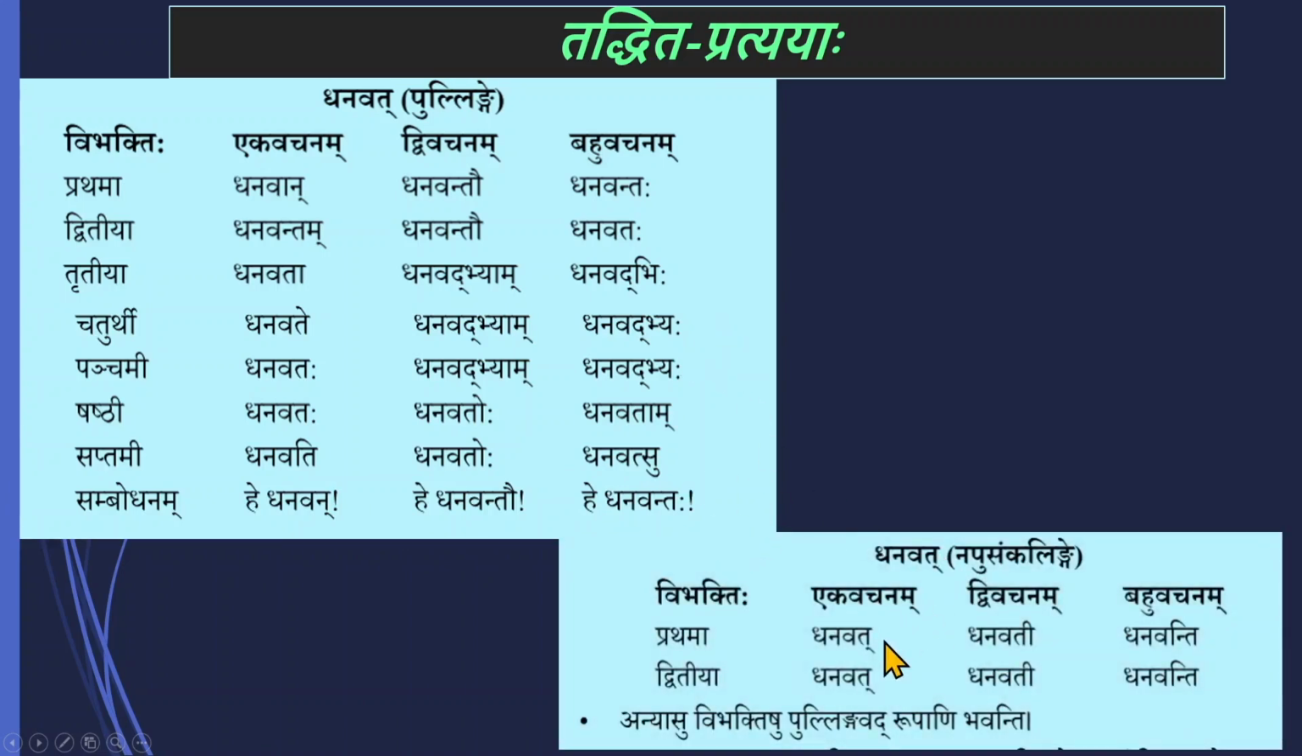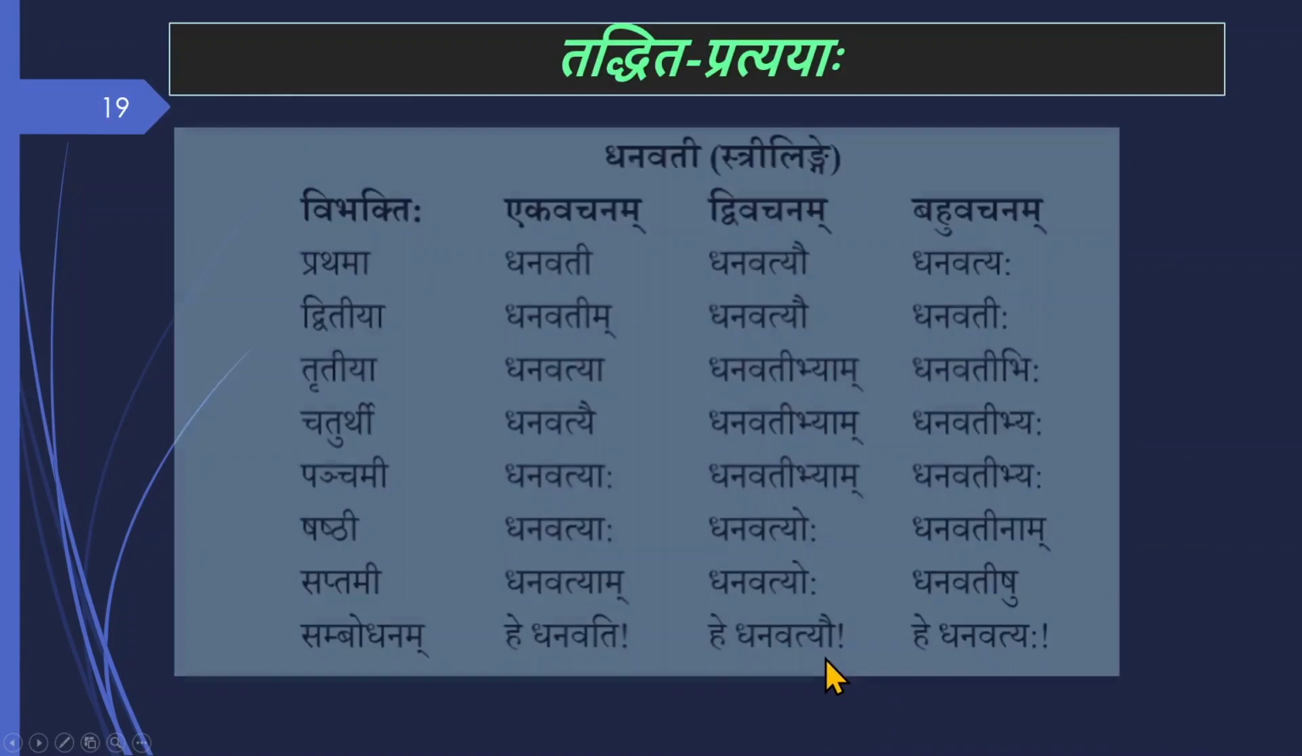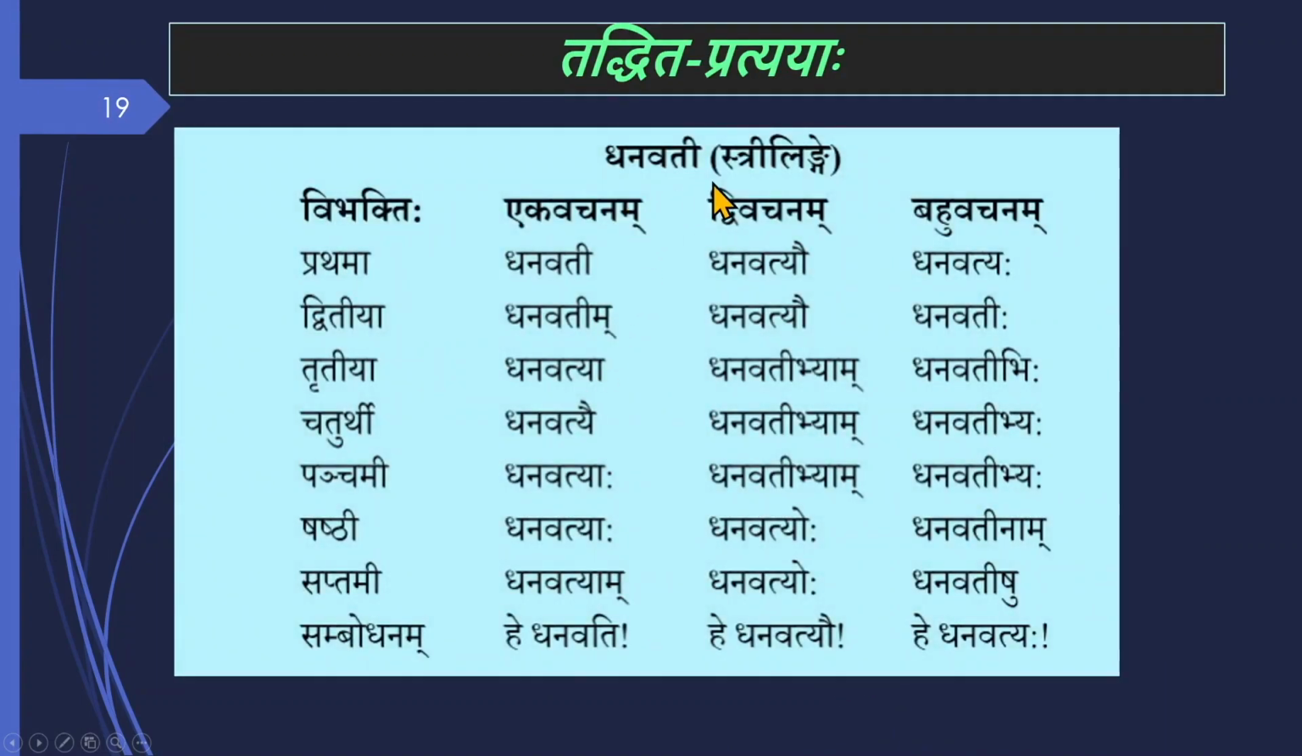In Napumsakalinga it becomes Dhanavat, Dhanavati, Dhanavanti, Dhanavat, Dhanavati, Dhanavanti. The remaining from Tritiya will be as in Pullinga. And then Dhanavati, Strilinga Rupa.